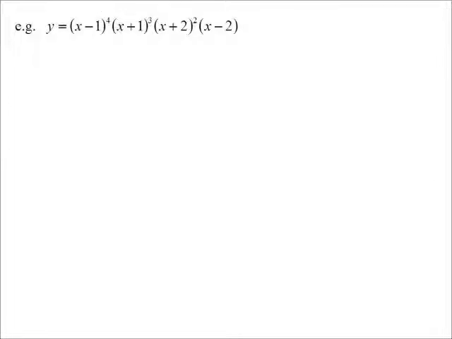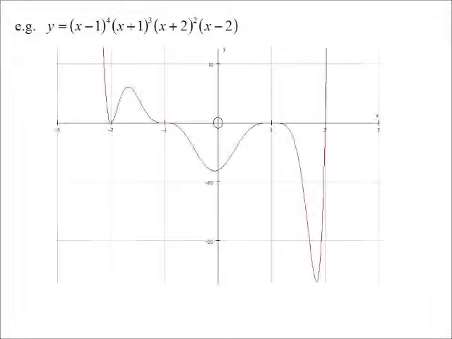Okay, let's have a look at this one. x minus 1 to the 4, x plus 1 cubed, x plus 2 squared, x minus 2. There it is. Let's just confirm all the different features that we just looked at there. The first thing we said was the y-intercept. In this one, it would be minus 1 to the power of 4 times 1 cubed times 2 squared times negative 2. That gives me negative 8. Yeah, so the scale's a bit large there, but we can see it's roughly about minus 8.